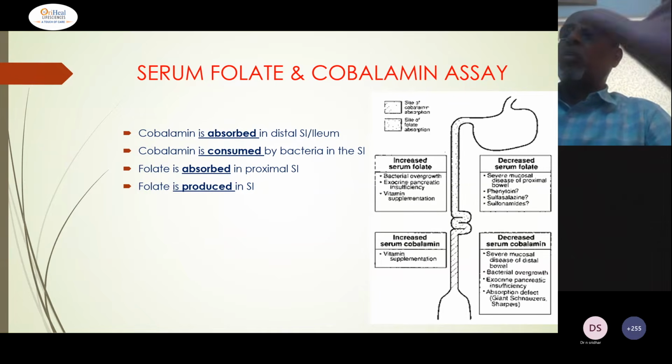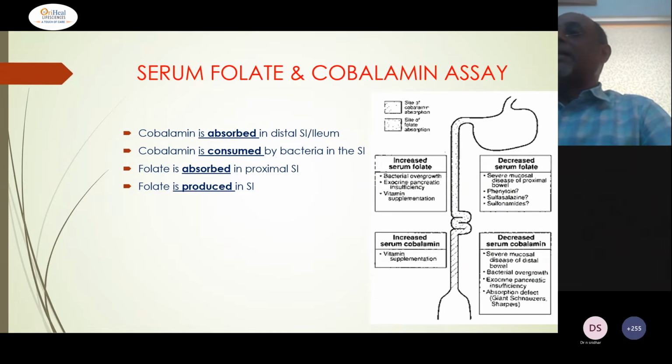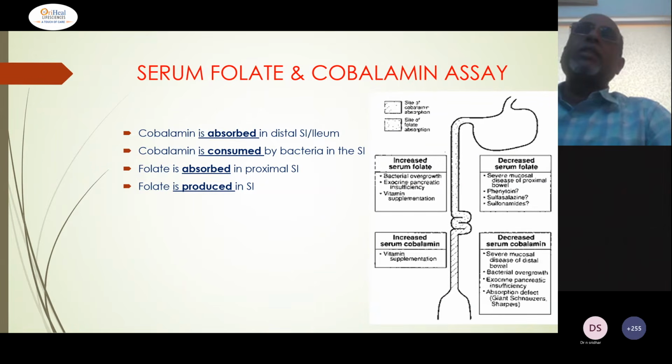Increased serum cobalamin is mostly to do with vitamin supplementation. Decreased serum folate occurs in severe mucosal disease of the proximal bowel, and of course sometimes with phenytoin, sulfasalazine used to treat IBDs, or sulfonamides used to treat coccidiosis. All these things can lead to decreased serum folate. Decreased serum cobalamin occurs in severe mucosal disease of the distal bowel, bacterial overgrowth, exocrine pancreatic insufficiency, and absorption defects in certain breeds.